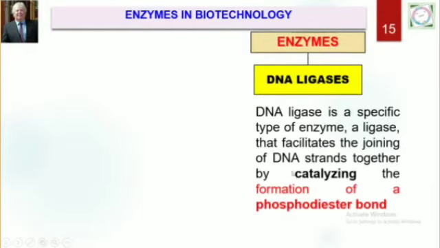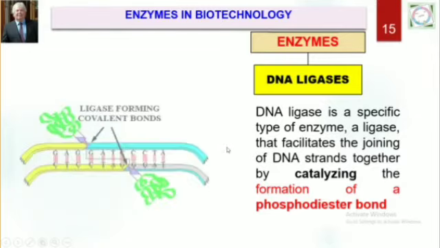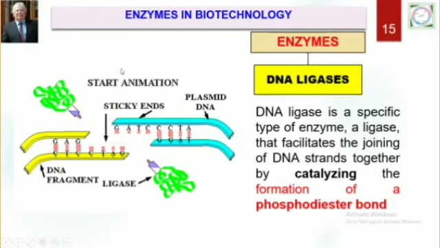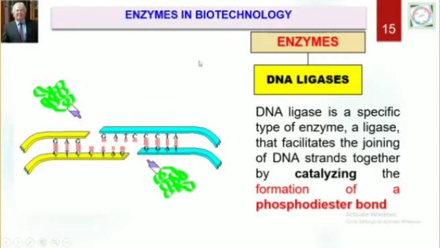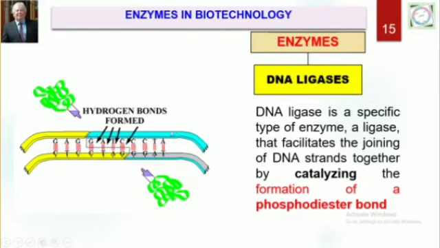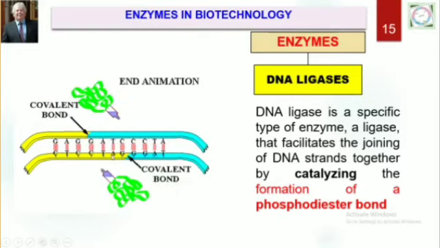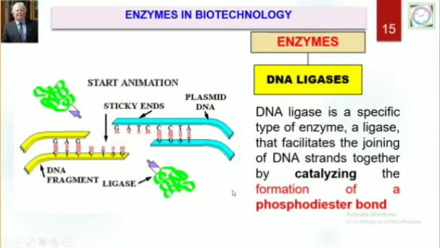So now we talk about another enzyme, DNA ligase. It's a specific type of enzyme that facilitates joining of DNA strands by catalyzing formation of phosphodiester bonds, right? And as you can see, the sticky ends are there. When they approach, the hydrogen bonds are being formed and ligase forms the bond in between the fragments, thereby joining or sealing the fragments.